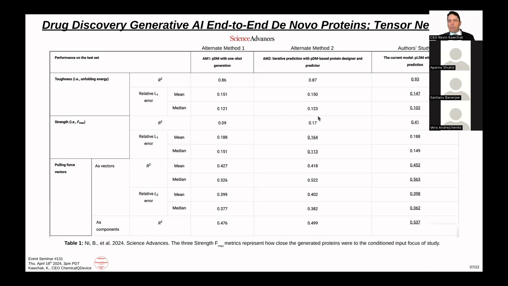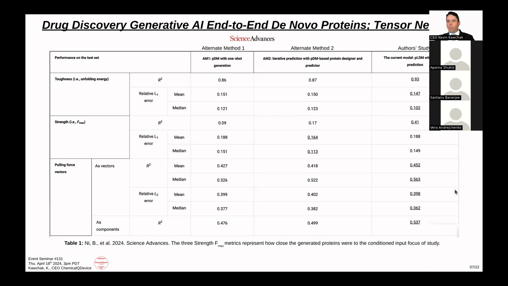If you just stop and think about it, the complexity is a lot harder than just generating a secondary structure, conditional input, and then having a protein that's de novo, like from scratch, on its own, that's close to that. Now, it's generating a protein to try to match the pulling force. Okay. So overall, I think they were pretty happy with their results.